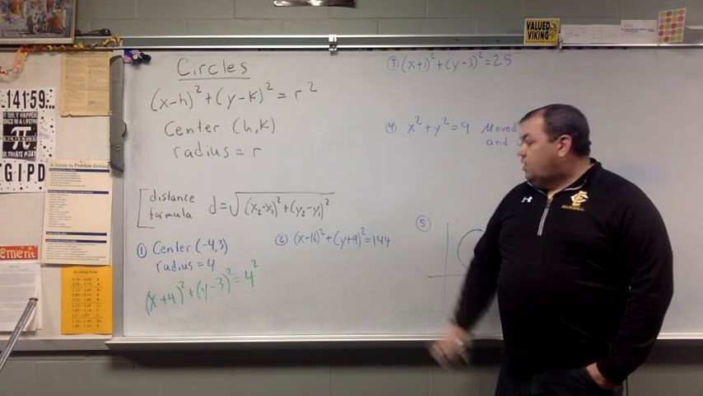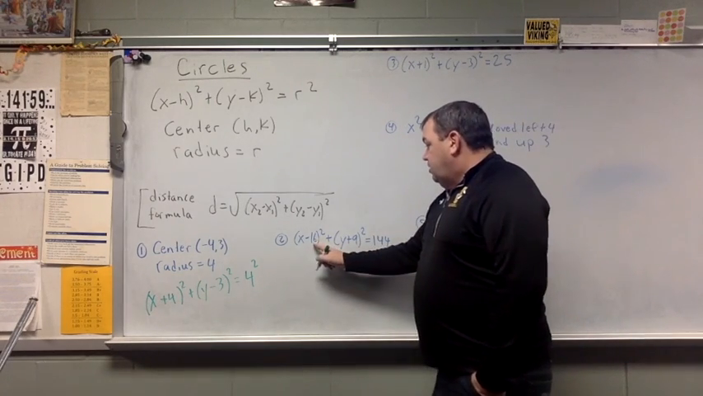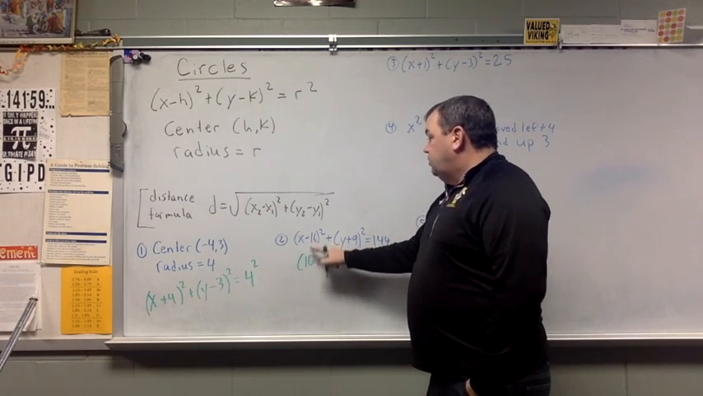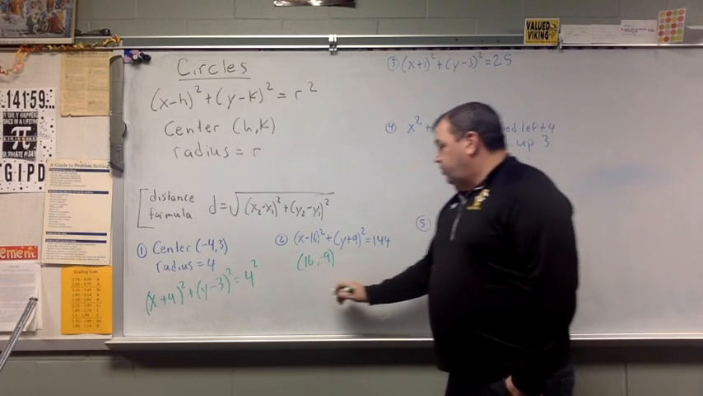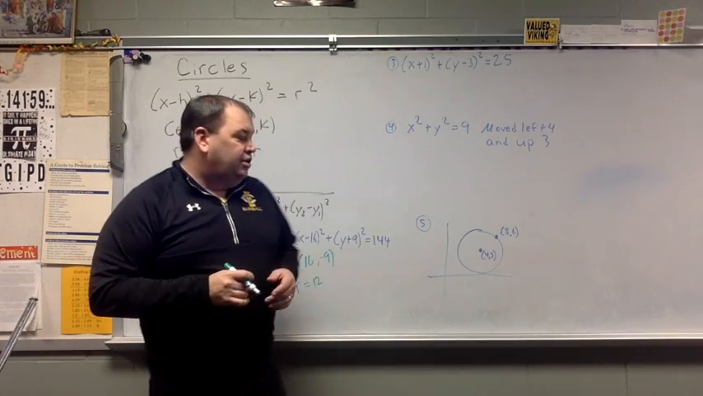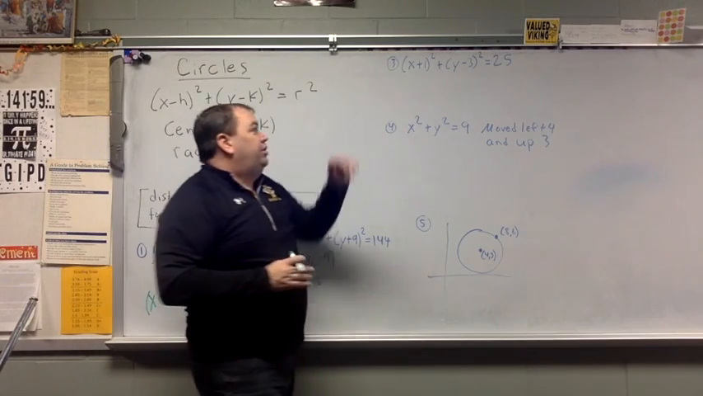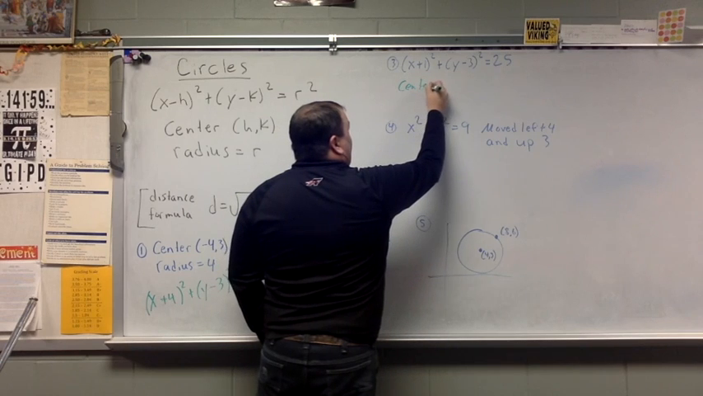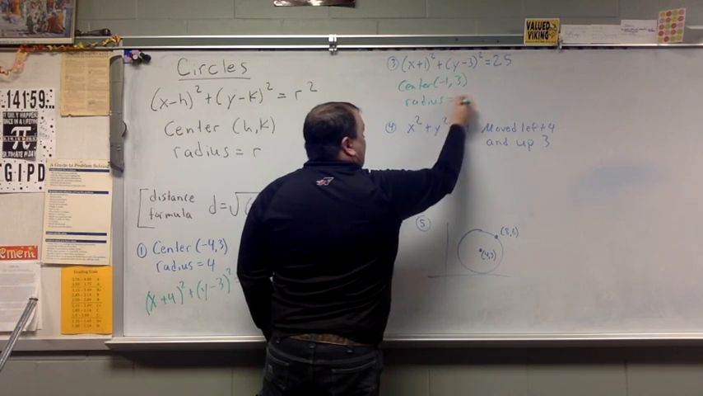If they instead give me the whole equation and ask me to pull out those pieces, this is centered at 16, negative 9. Notice I changed the signs when I pulled them out. And if I square root this 144, this has a radius of 12. So they're going to do a little of both, giving you the equation or giving you pieces. So on this one, they gave me the equation, the center, negative 1, 3, with a radius of 5.